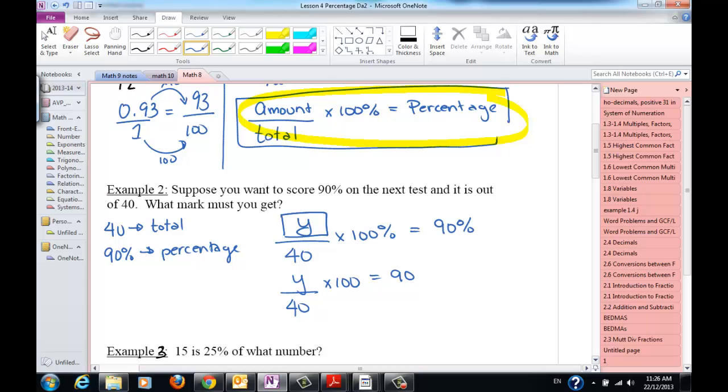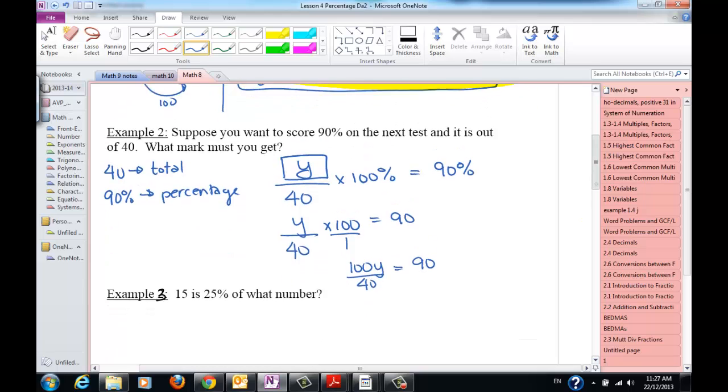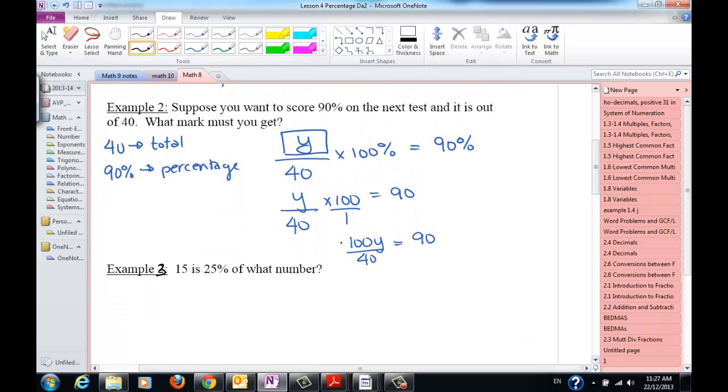Now you can do this a few ways. You could divide by 100 on both sides. If you're not sure why, remember that it's just 100 over 1. So I have 100y divided by 40 is equal to 90. Now just like our last unit, I can multiply both sides by 40. Remember, it's just like 40 over 1, and 40 divided by 40 becomes 1. I get 100y is equal to 3600. Now I can divide both sides by 100. 100 divided by 100 is 1, and 3600 divided by 100 is just 36. So I end up with y equal to 36.